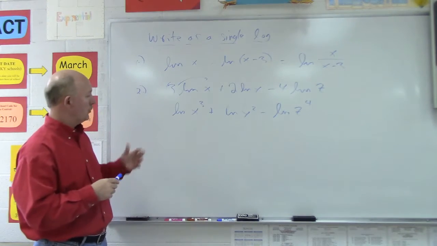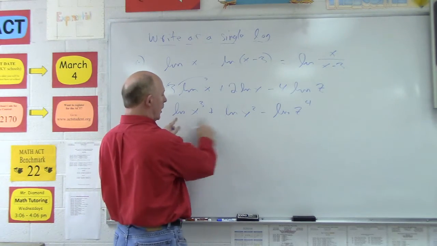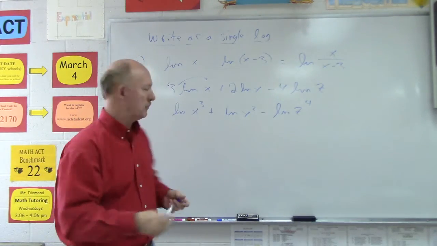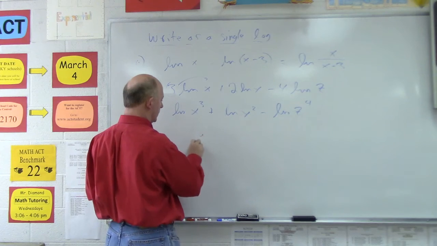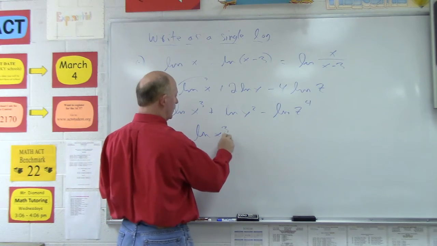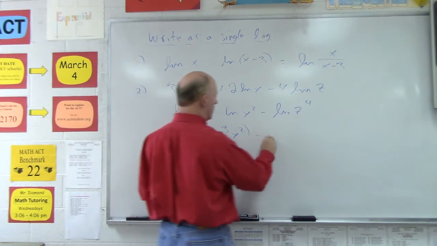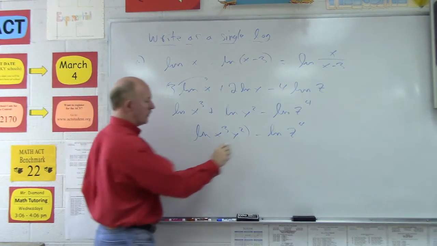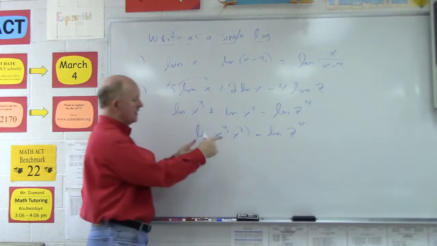All right. Now, once we've done this, I want to combine the first 2 logs. The first 2 logs is addition. So as you combine those, we're going to combine them as a multiplication. This becomes a natural log of x cubed y squared minus natural log of z to the 4th. Now, let's combine these 2 logs now.